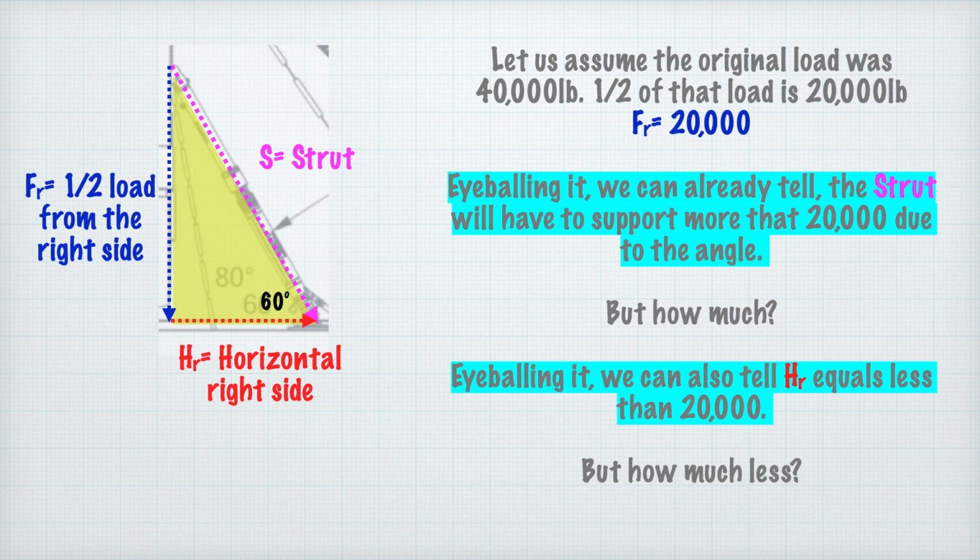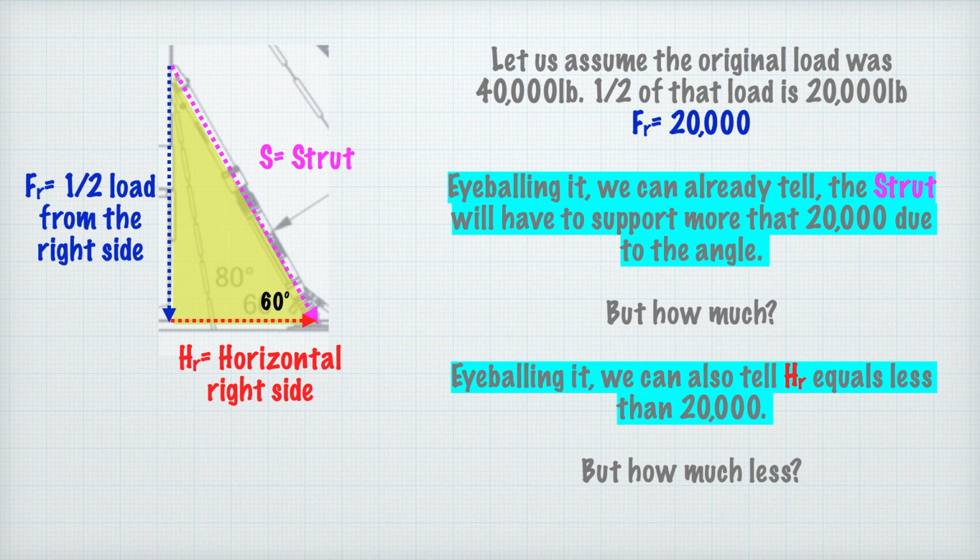So again, we said earlier that we're going to assume that our original load was 40,000 pounds, which I know a bus weighs considerably less than that, but we're going to talk about some reasons why I'm using 40,000 in a few minutes. So if that bus weighed 40,000 pounds, then half of that would be 20,000 pounds. And so our blue vector is 20,000 pounds. That's the magnitude of it.